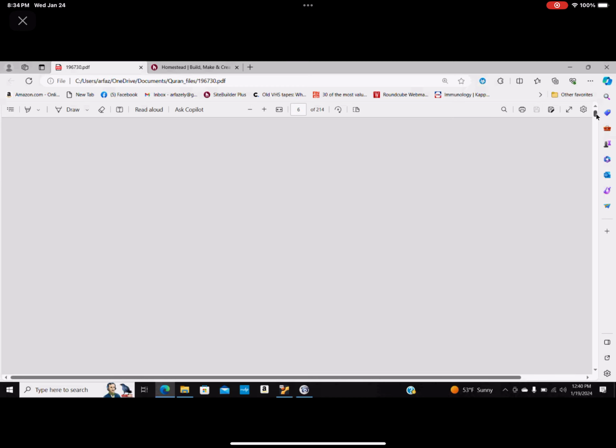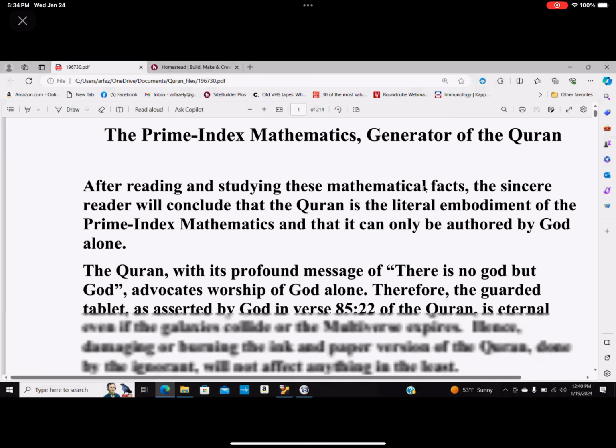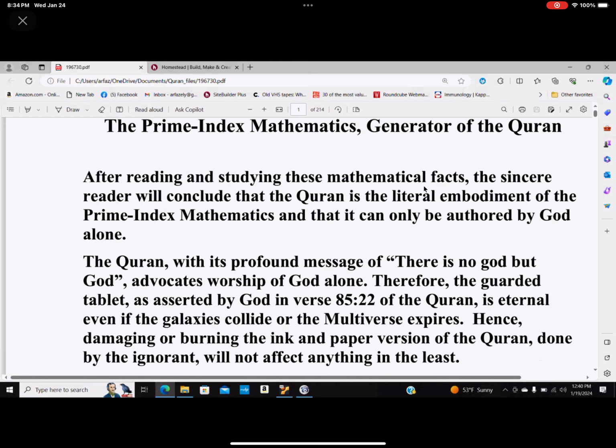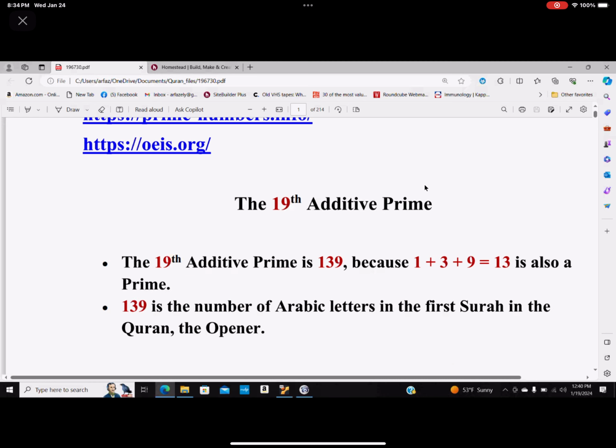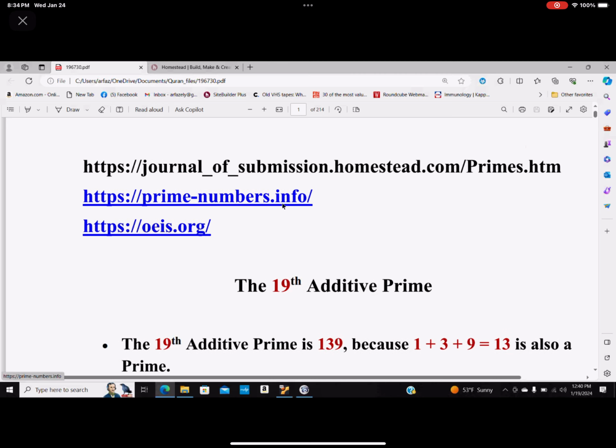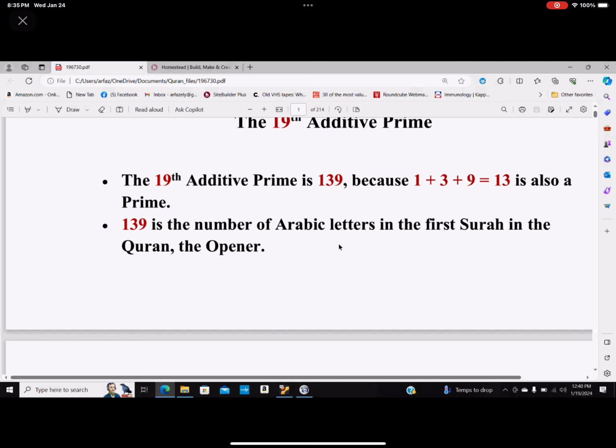First of all, I put this one on the web, so you don't have to write anything down. Just go ahead and listen. So, the 19th additive prime is 139, and an additive prime is one where, when you add up the digits, it also produces another prime number. So 1 plus 3 plus 9 is equal to 13, which is also a prime. So this is called an additive prime. And they are right here in this link. On the prime numbers info page you can find the tables, and it has it there for you.